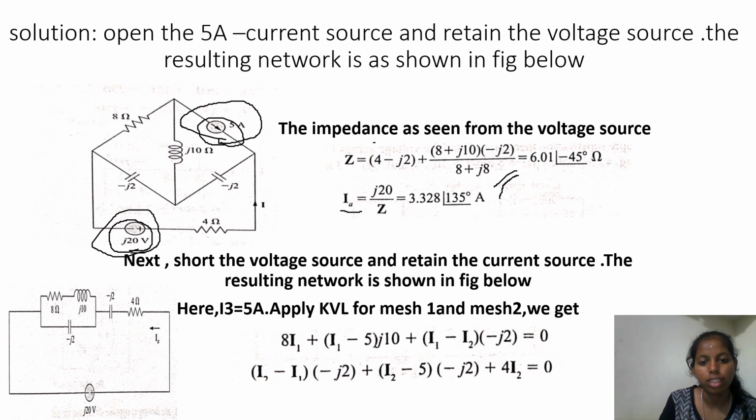Now apply KVL for mesh 1 and mesh 2. We'll get 8I1 plus (I1 minus 5) of J10 plus (I1 minus I2) of minus J2 is equal to 0. After applying KVL for the second mesh, we'll get (I2 minus I1) into minus J2 plus (I2 minus 5) into minus J2 plus 4I2 is equal to 0.